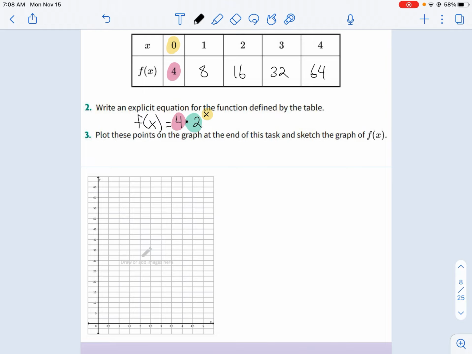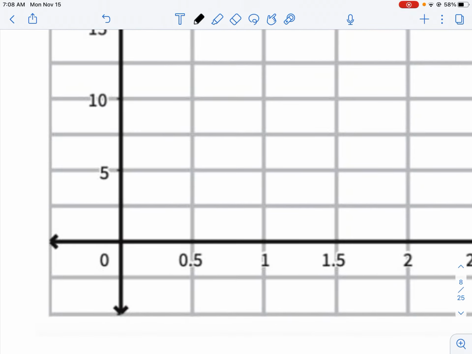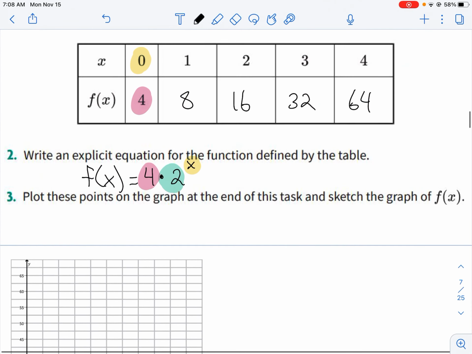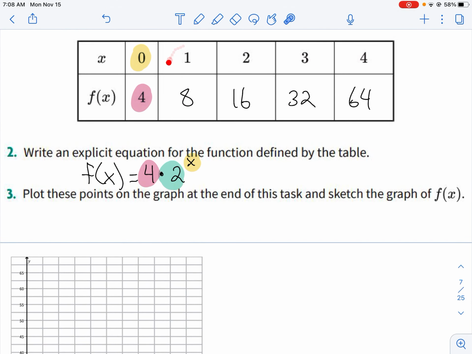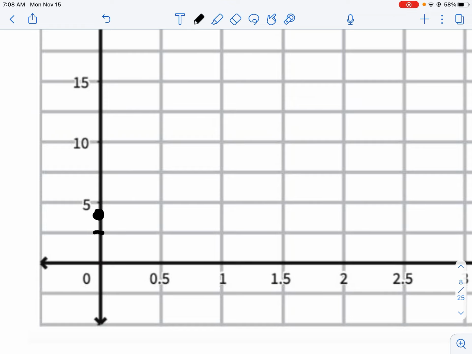So the first point, 0, 4. On our graph, 0, 4, this would be 2.5, so 4 would be somewhere around here. The next point is 1, 8. So the next point's 1, 8, then 2, 16, then 3, 32, then 4, 64. So 1, 8 is the next point, making sure I go to 1 and then to 8. That would be 7, so just above this line. This would be 7.5, so it's just a little bit higher than that.